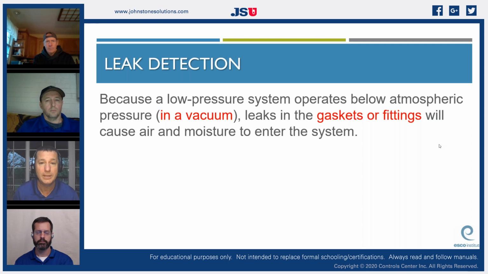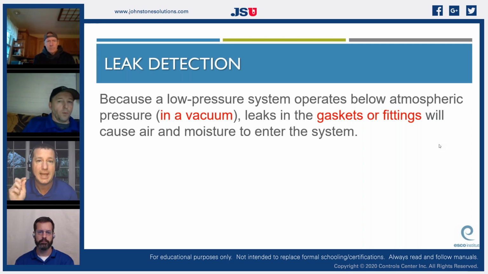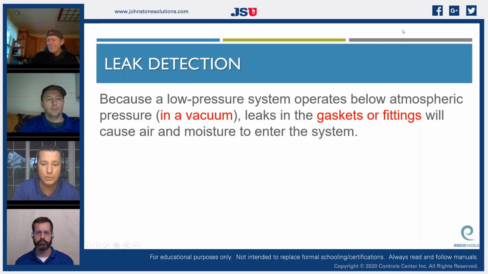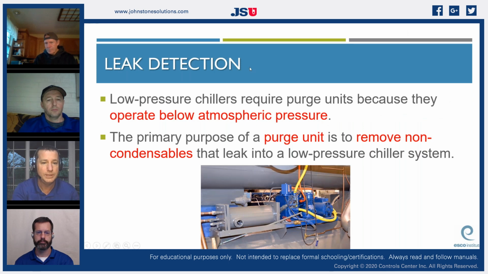Like we were talking about in our FlexTrain class on leak detectors, ultrasonic is listening to the actual high frequency sound of that leak. It's not looking for the refrigerant itself. So we've got to be very mindful that our leaks are going to be at gaskets and at fittings. And when we do have a leak, it's going to leak in instead of leaking out. And that's the huge difference between type 1, type 2, and then the type 3 animals.